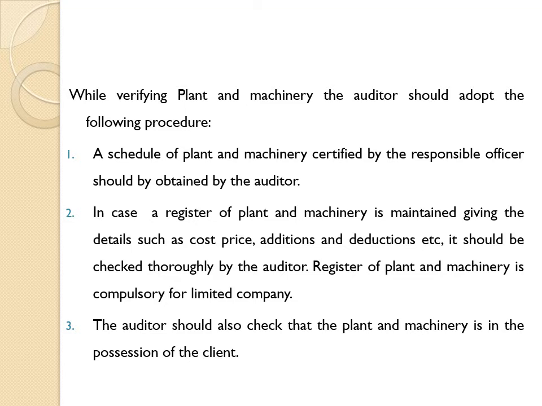While verifying plant and machinery, the auditor should adopt the following procedure. Firstly, an auditor should get a schedule of plant and machinery. Schedule means a list of plant and machinery by the responsible officer. In case a register of plant and machinery is maintained giving details such as cost price, addition, deduction, it should be checked thoroughly by the auditor.